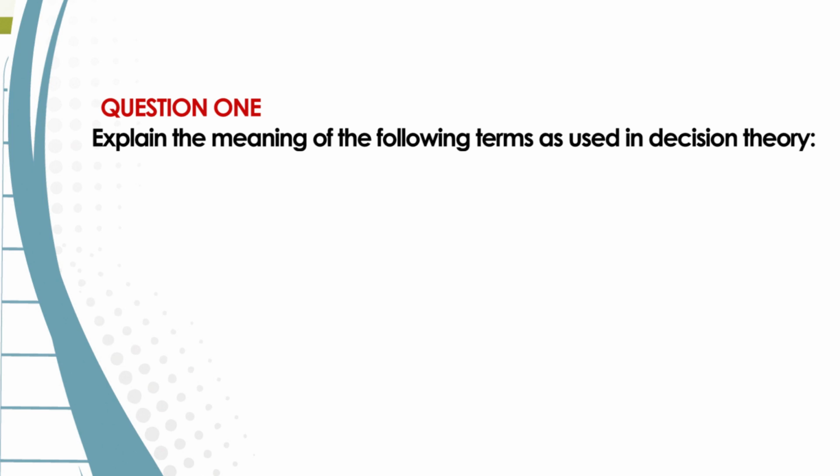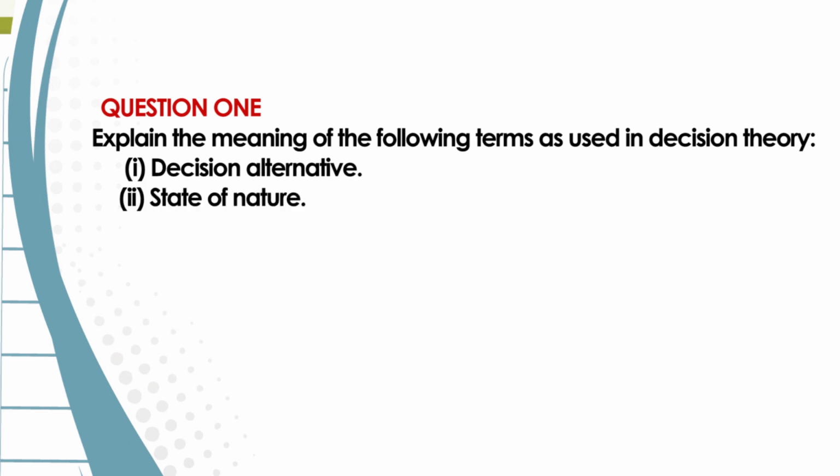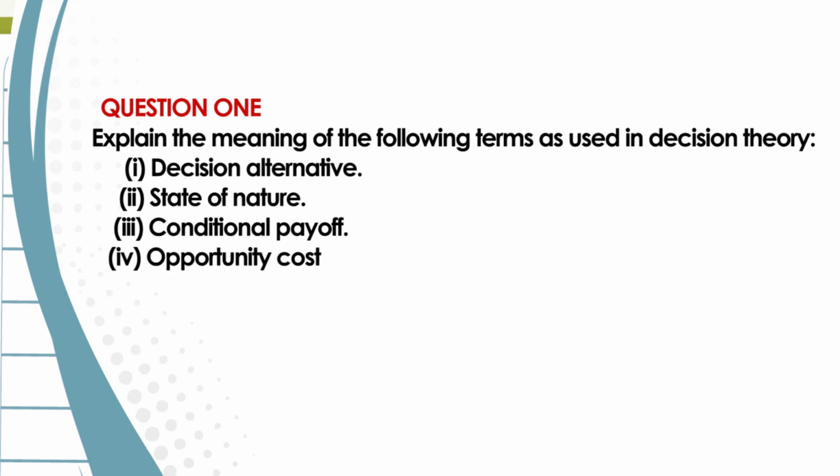So the first terminology you are told to explain is decision alternative. 2 marks there. And then we have another one, Roman 2, state of nature. Also 2 marks. Roman 3, conditional payoff. 2 marks again. Then Roman 4, opportunity cost. 2 marks. So my good people, allow me to start with Roman 1.